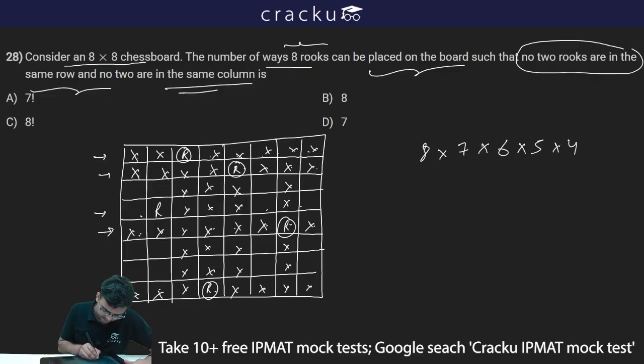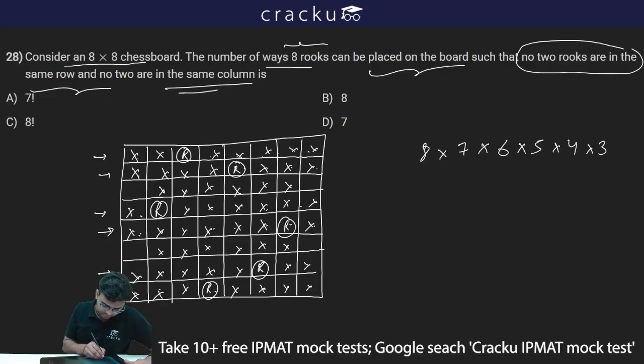Let's say I placed it here. So it cannot come here, here, here, and this column is also blocked. Now I have to place my 6th rook in this particular row, let's say. So I have 1, 2 and 3. 3 options are there. So 8 into 7 into 6 into 5 into 4 into 3. Let's say if I place it here. Now again this cannot be filled and this cannot be used.